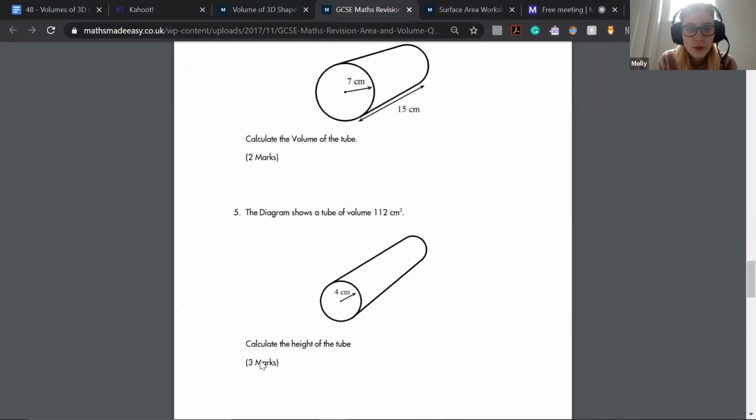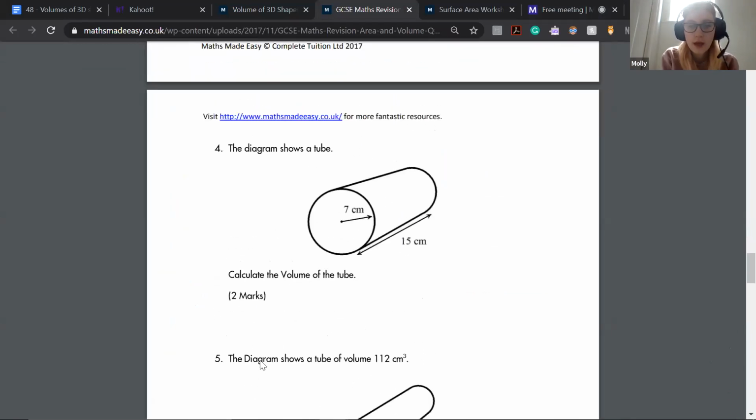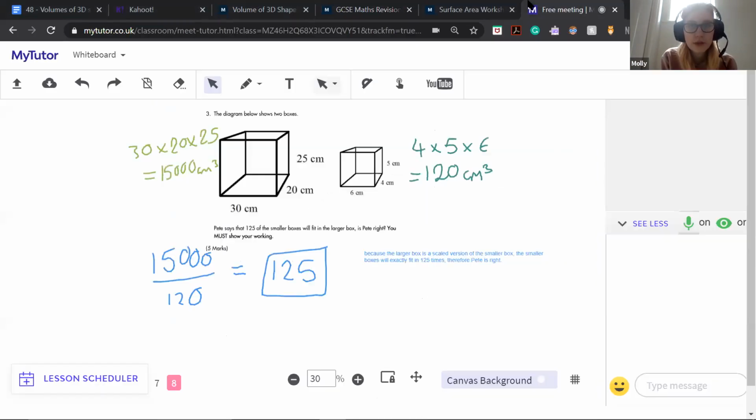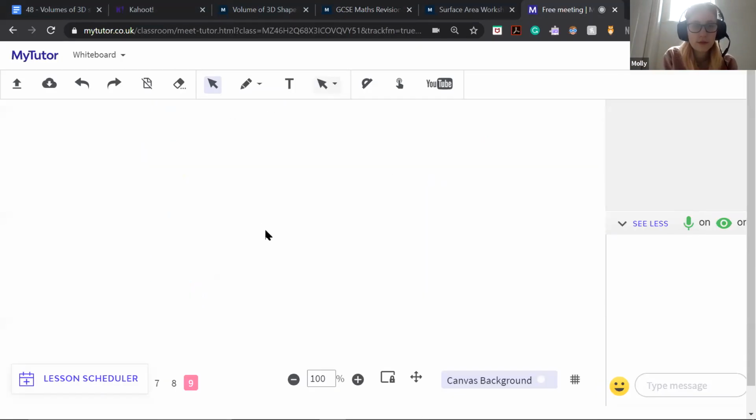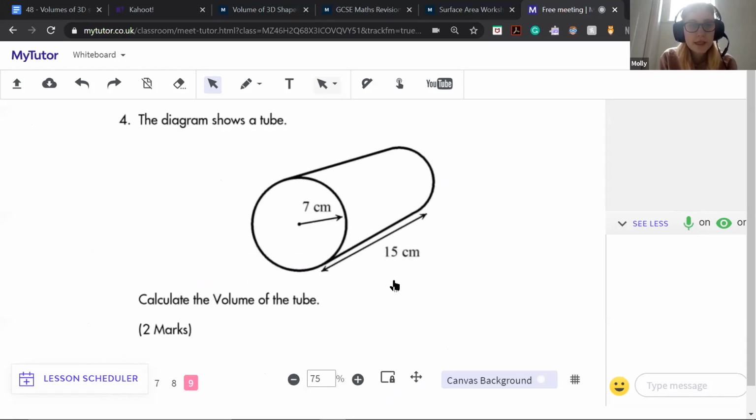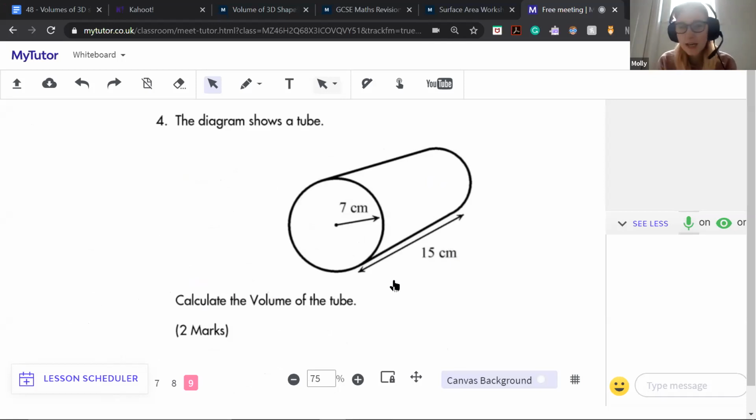Okay, we're going to do both of these. First of all, this one here. This diagram shows a tube, so a cylinder. So we want to calculate the volume of the tube. I'll give you guys a couple of minutes, have a go at doing that, and just pop it on the chat or the Q&A, tell me what you get. Or if you can't do the whole thing, tell me how far you get and we'll see.